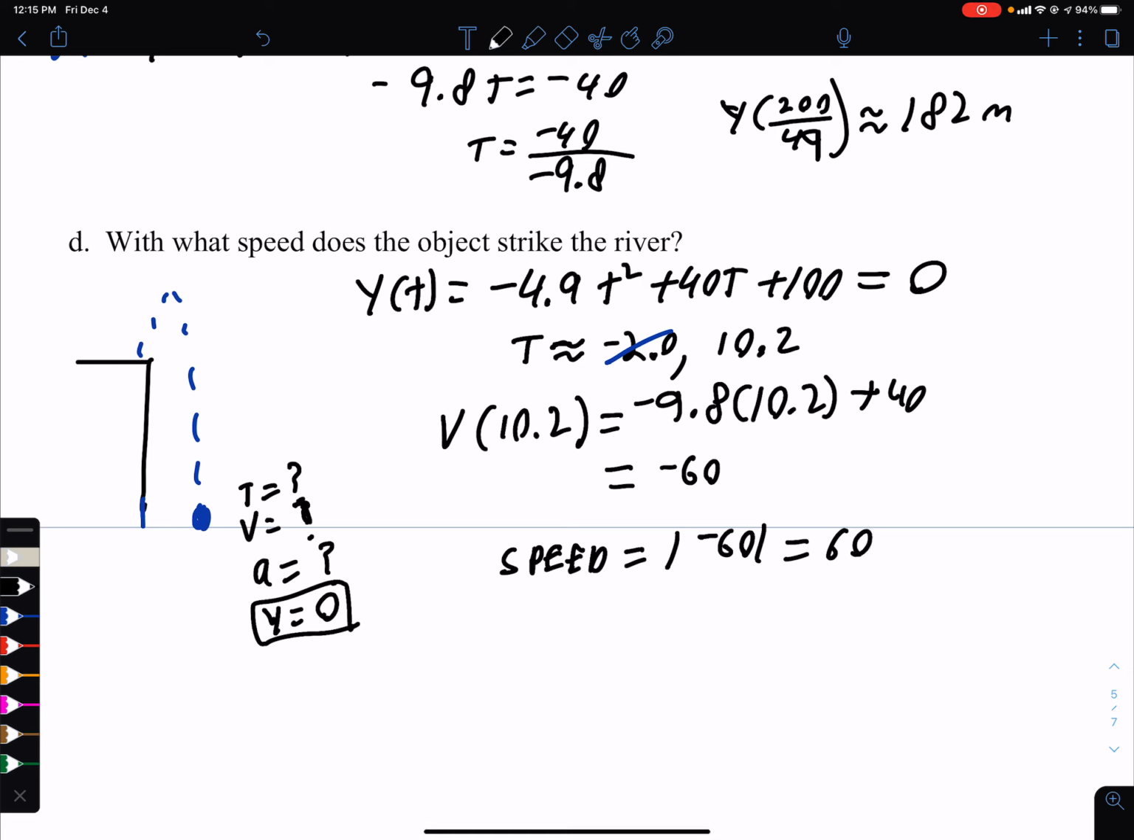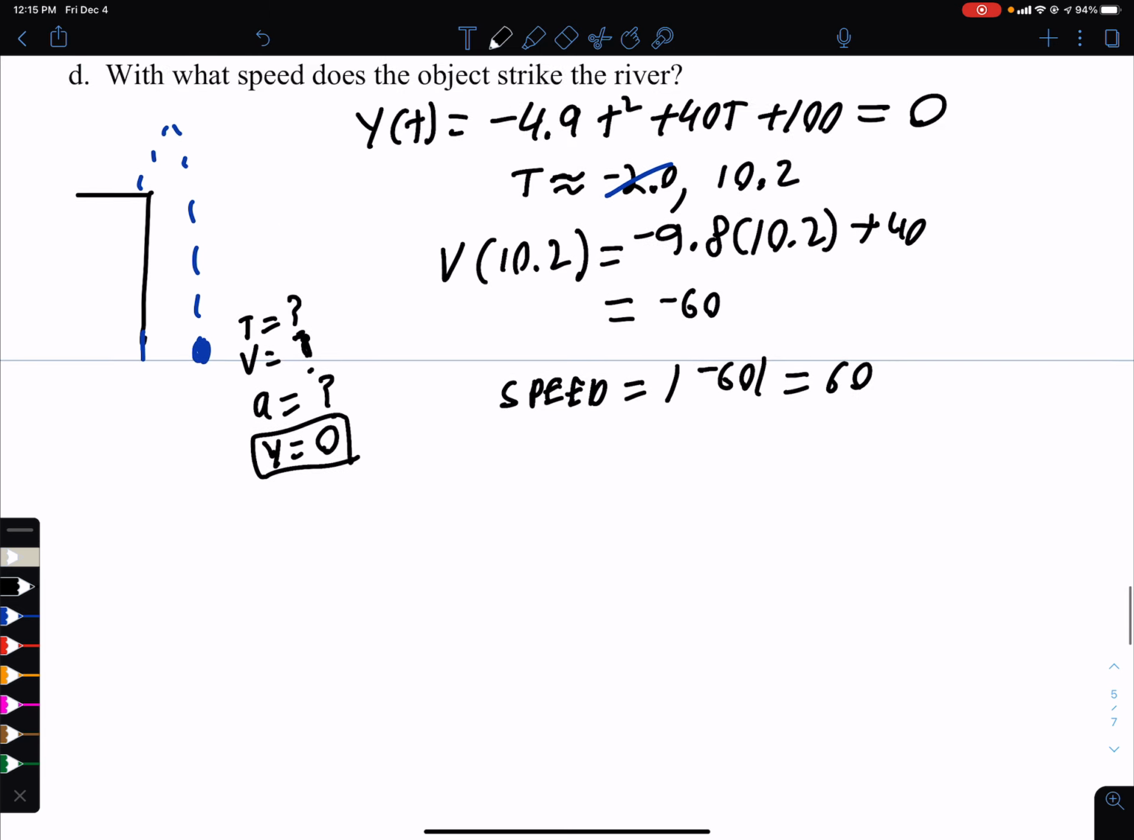So that is an example of an application of using antiderivatives in terms of velocity, position, acceleration with initial values. And that is the end of this lesson.